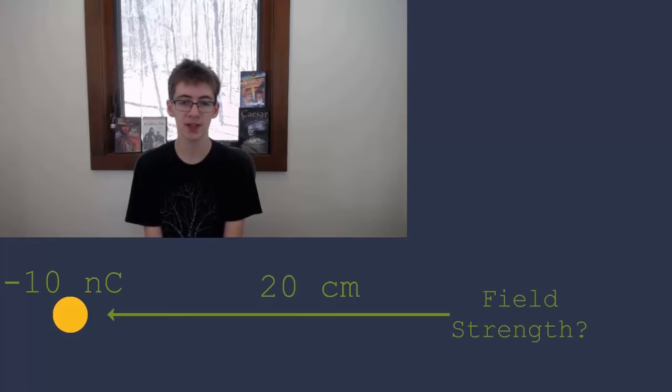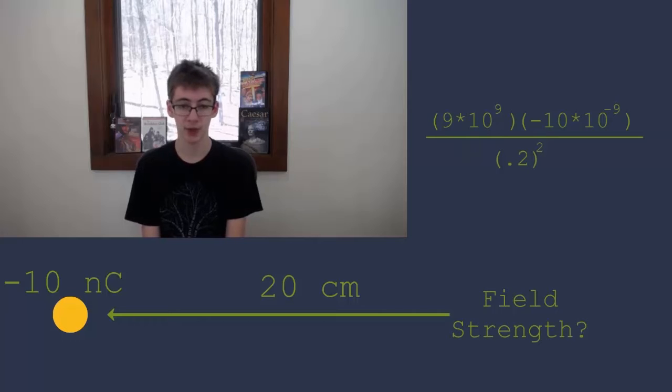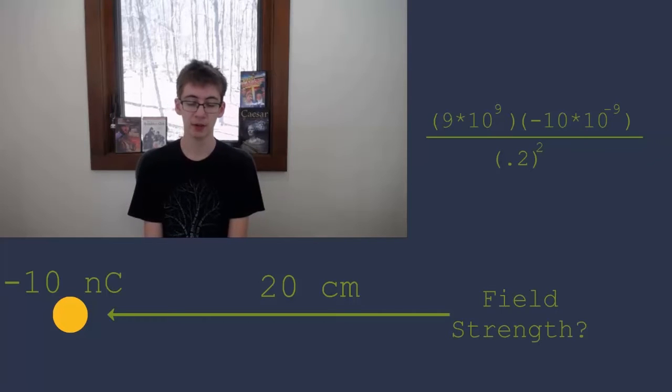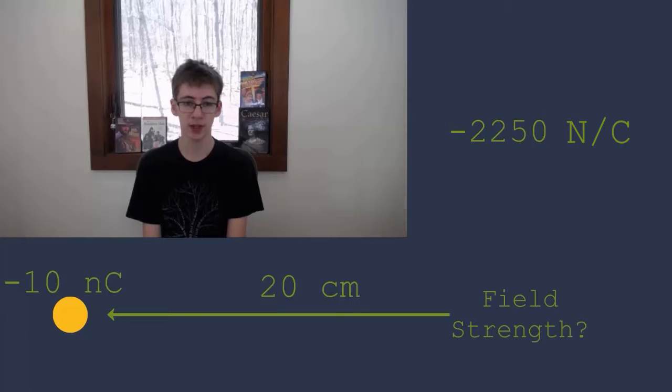If we have a charged point mass of negative 10 nanocoulombs, we're looking for the field strength 20 centimeters away. The way we're going to do that is we plug it into our equation, kq over r squared. So we have 9 times 10 to the 9th, k, times negative 10 times 10 to the negative 9th, that's q. Then we divide by 0.2 squared, that's r squared. When we do that math in our calculator, we're going to get negative 2,250 newtons per coulomb.